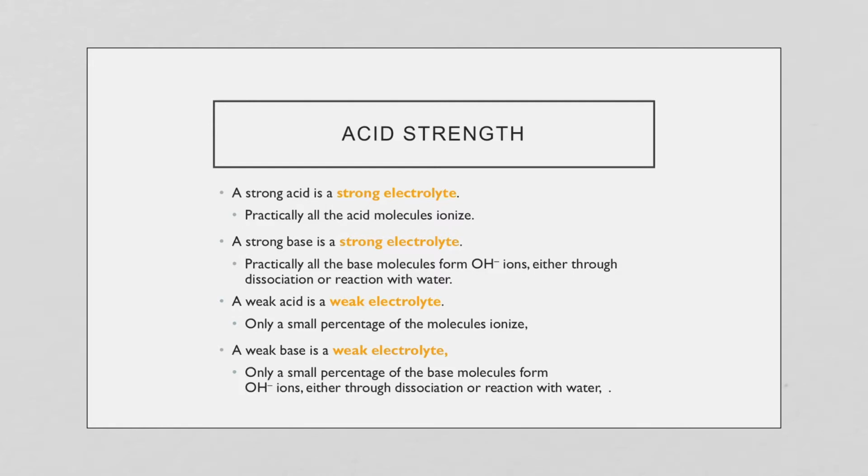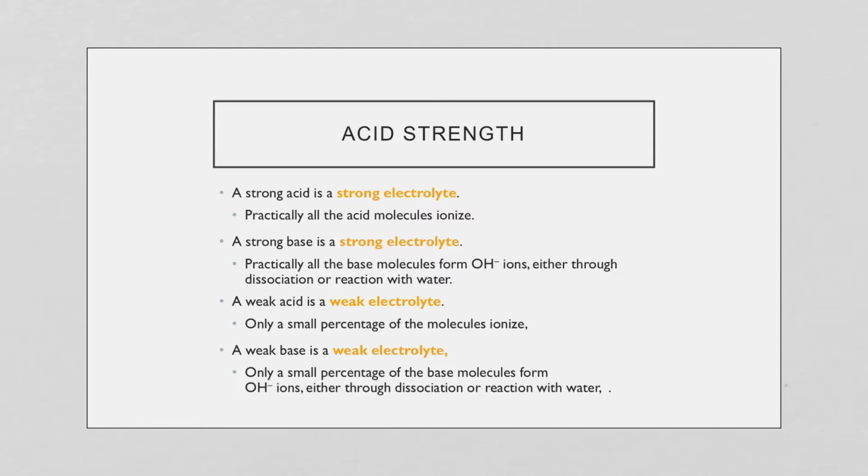So if we call something a strong acid, which is also a strong electrolyte, it basically means that all of the acid molecules have ionized and turned into their ion form. All of our acid has gone to produce hydronium ion. A strong base, same idea. All of the molecules of base have gone on to produce hydroxide ions, either through simple dissociation if we have an ionic base like sodium hydroxide, or perhaps through a reaction with water to generate the hydroxide ions.